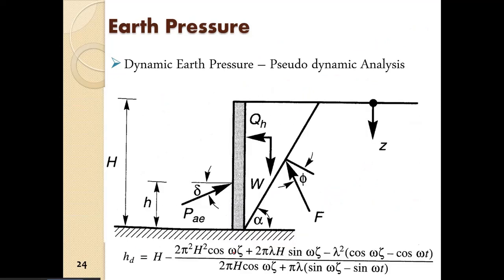So yeah, we have the horizontal dynamic thrust with time, and how it varies has been given by Steedman and Zeng in 1990. Obviously they have also given a coefficient of active earth pressure, which is also a function of time.